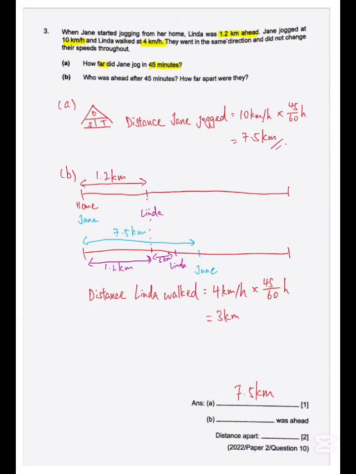Now we can see who was ahead. We can see that Jane was ahead, because Jane moved a total of 7.5 km from home, but Linda is just 1.2 plus 3 km. So how far apart were they? I'll take 7.5 km minus 1.2 km minus 3 km. That's how I find the difference. So 7.5 minus 1.2 minus 3 gives me 3.3 km. So the distance apart was 3.3 km.